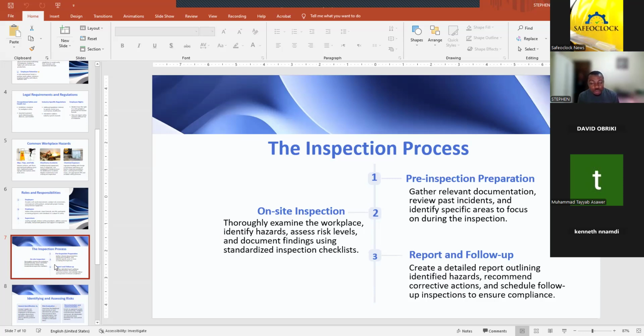And also there must be a follow-up, especially from the health and safety side, because we will be the ones to follow up with management on implementing what has been recommended based on the inspection. When we carry out the inspection and prepare reports, we have to look at all the hazards that have been identified. We have to write our recommendations and corrective actions.